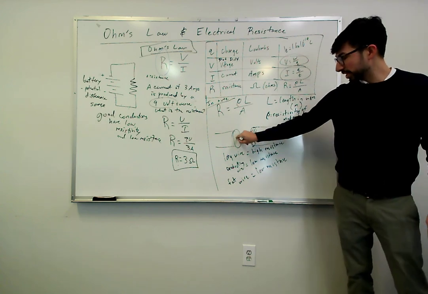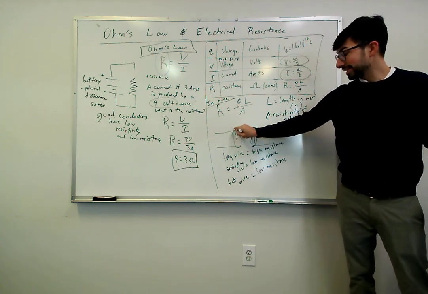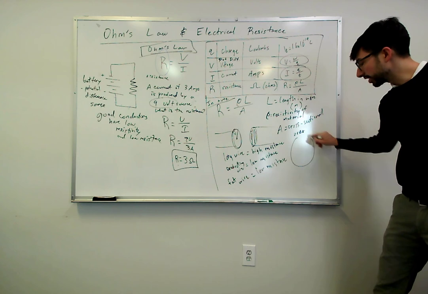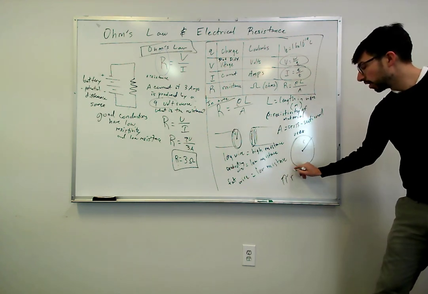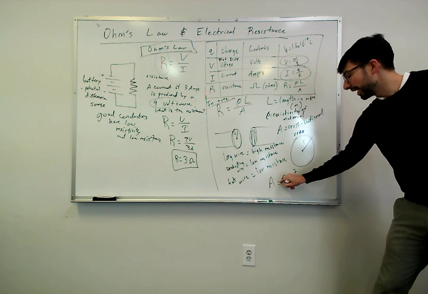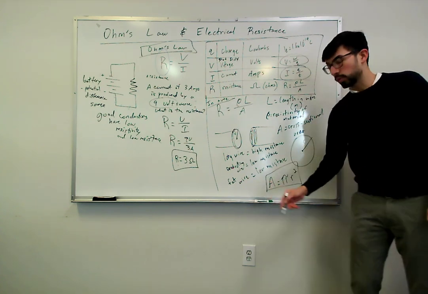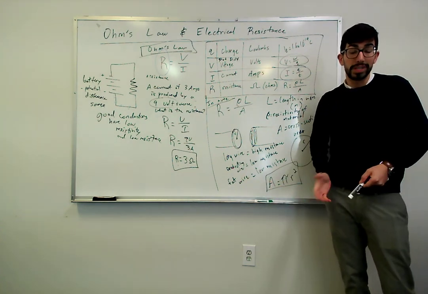Sometimes you will have to calculate the cross-sectional area, because it is a circle. How do we calculate the area of a circle? Well, you have your radius, it's pi r squared. So A can sometimes equal pi r squared, the equation of a circle.